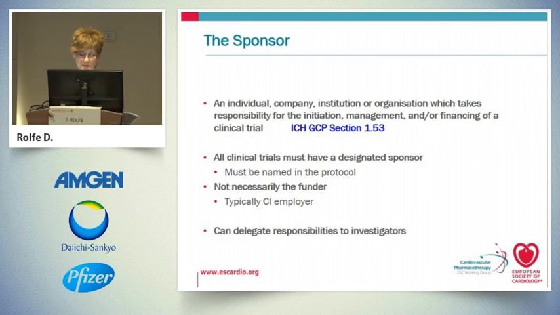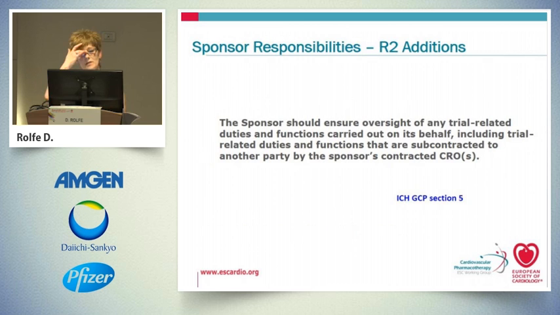So there are some R2 additions to the sponsor responsibilities. The sponsor should ensure oversight of any trial-related duties and functions carried out on its behalf, which includes the trial-related duties and functions that are subcontracted to another party by the sponsor's contracted CROs. So no longer can the sponsor, an academic sponsor for example, just say, no, I'm going to give that all to the CTU, the clinical trials unit. They need to have oversight of all of their processes, and they are ultimately responsible.